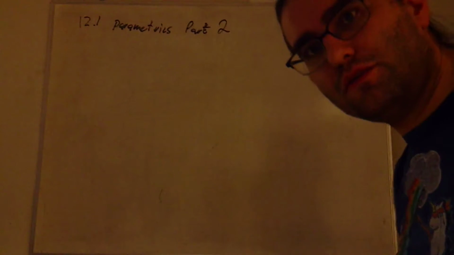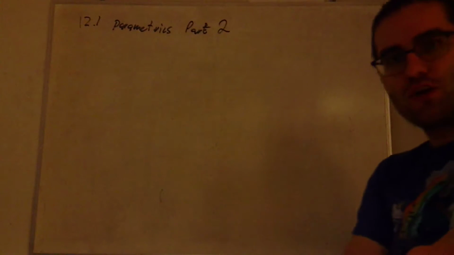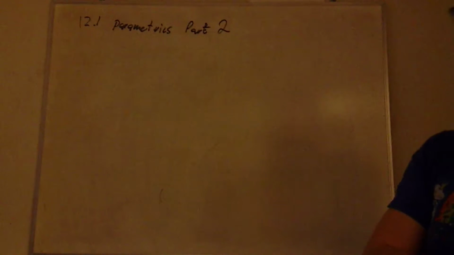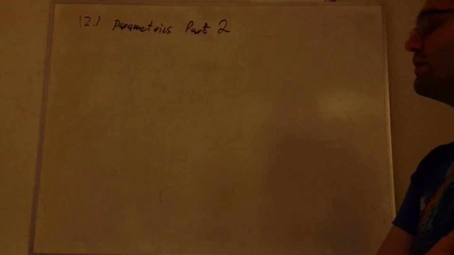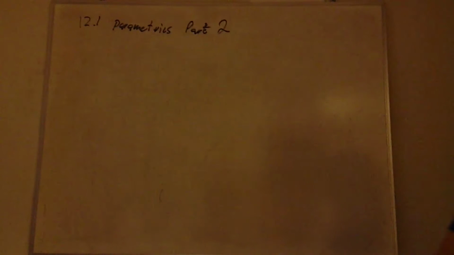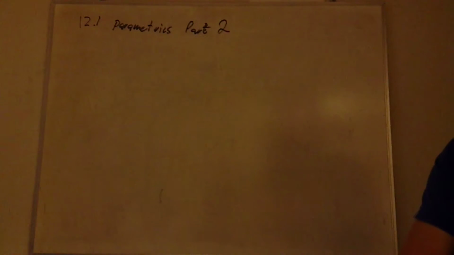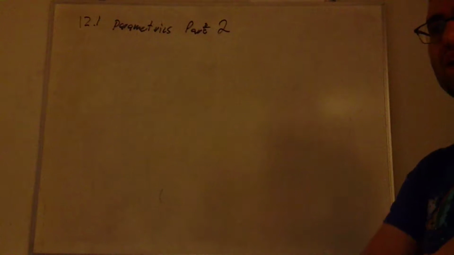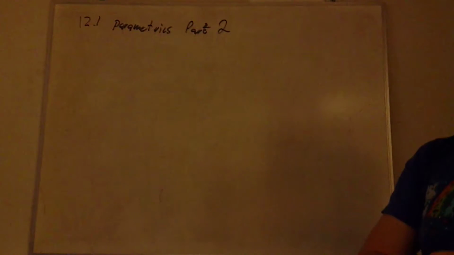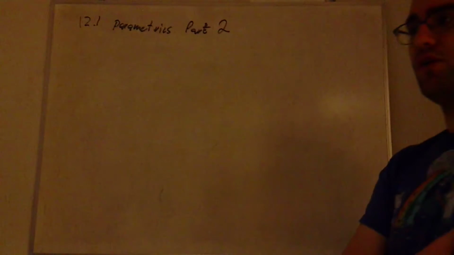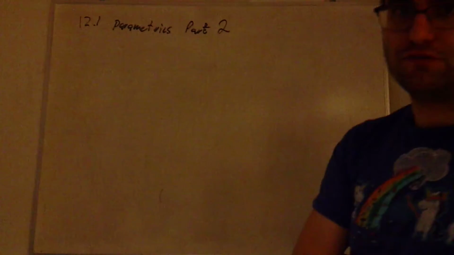Welcome to part 2 of the parametric equations lesson for Calc 2. As promised, this time we're going to do another example, and then we're going to go a little step further with this example, and we're going to see if we can transform the parametric version of the equation back into what I call an implicit version of the equation.